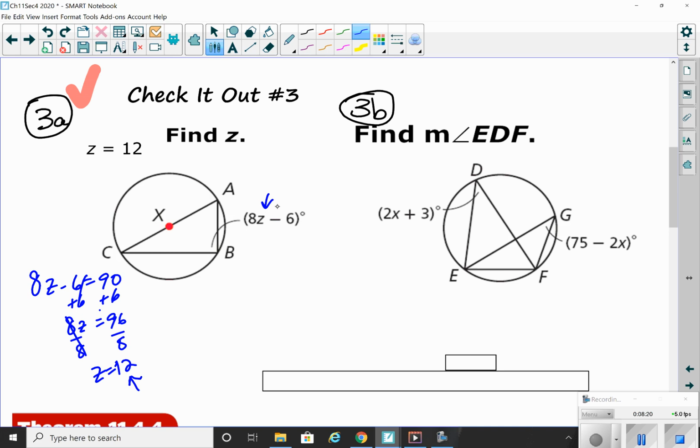In the next one, in 3B, it says find the measure of angle EDF. If we look at this picture, angle EDF is right here, right? It's 2x plus 3. I noticed that that inscribed angle is across from this arc, but I also noticed that angle EGF is also an inscribed angle across from that same arc. So this is from that corollary we talked about. Those two angles must be the same measure. So we can use that to set up an equation. 2x plus 3 equals 75 minus 2x. And then we can go ahead and use algebra to try to solve this equation.